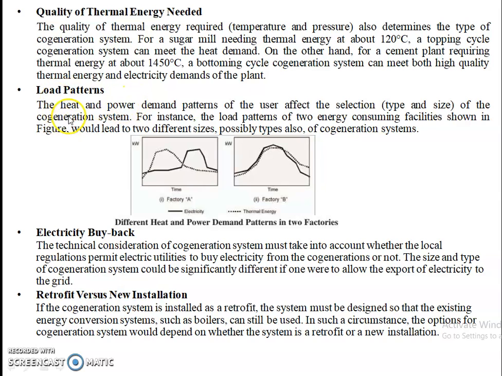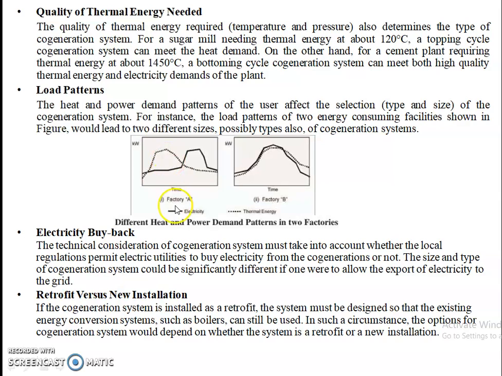The load patterns, that is, the heat and power demand patterns of the user, affect the selection of the cogeneration system. For instance, the load patterns of two energy consuming facilities shown in the figure would lead to two different sizes and possible types of the cogeneration system.